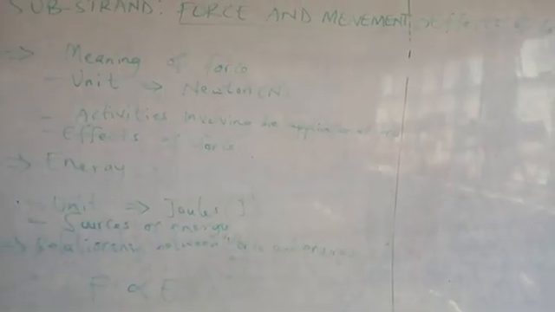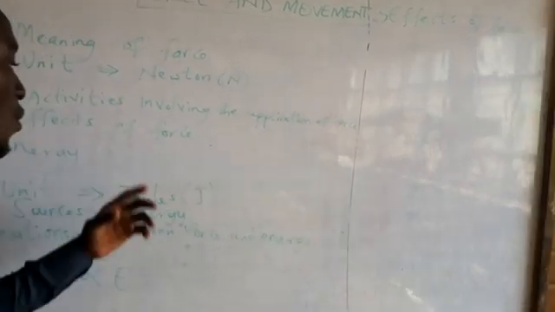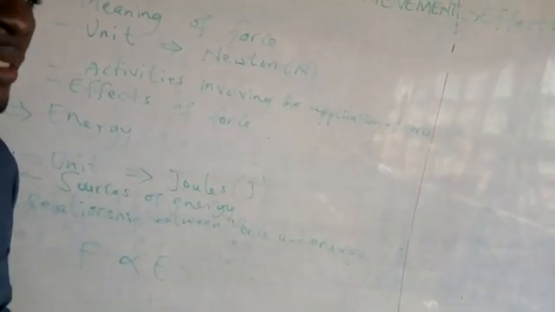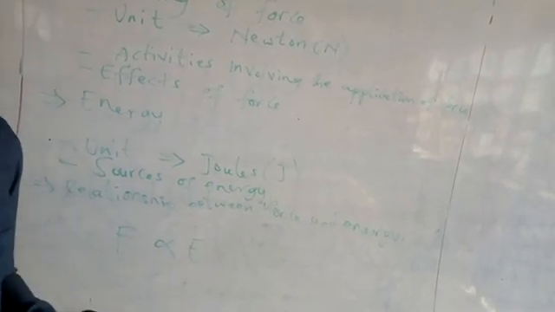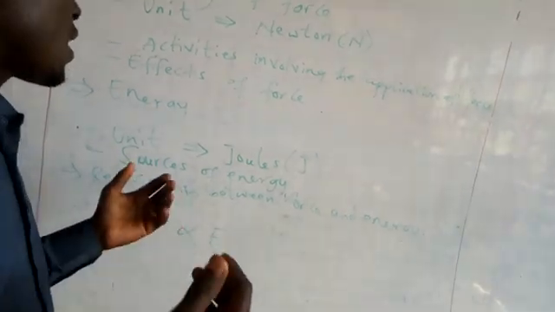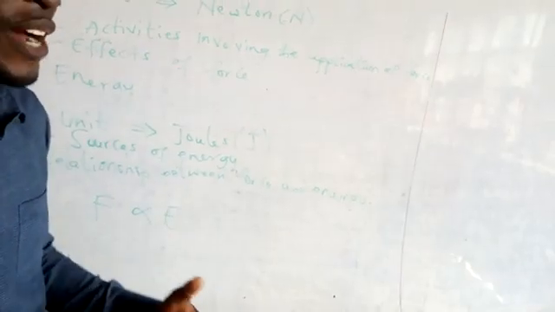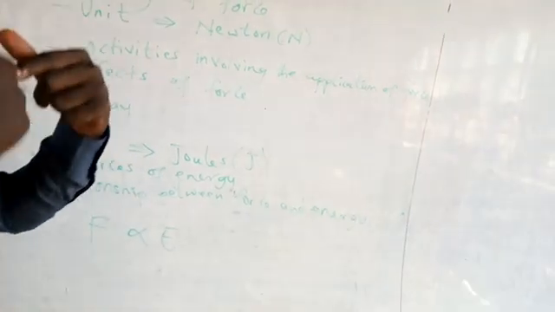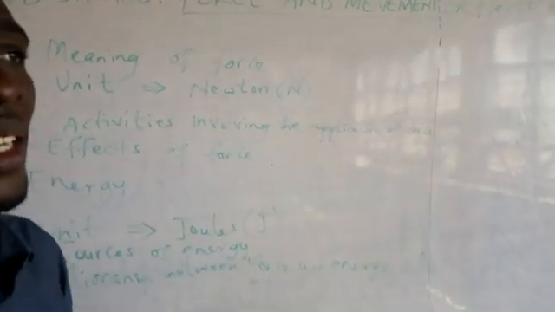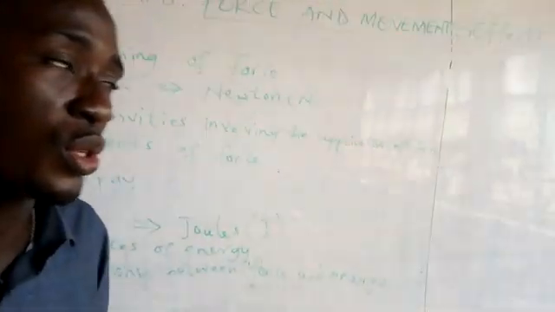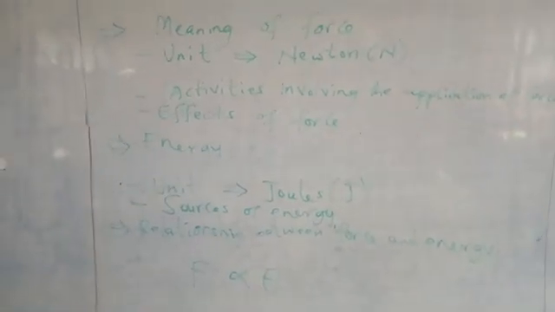In another way, force can also cause a moving object to stop. Force can also change the state of an object. Force can deform an object. And force can enable an object, after being deformed, to come back to its original shape and size, which is the elastic force at work, in the case of stretching a catapult or a rubber band.